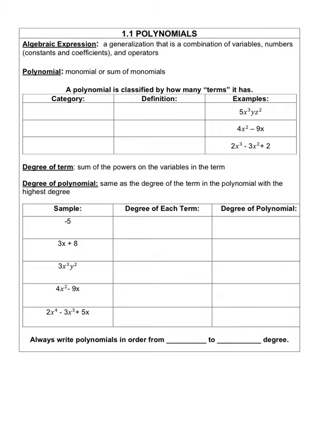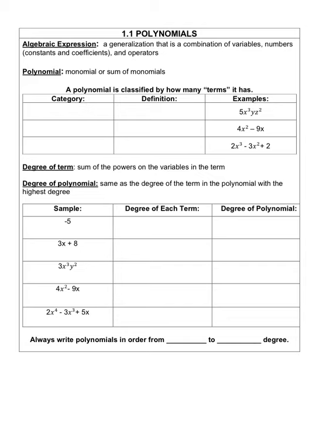In the activity you just did, you had to sort different types of polynomials, and you may not have known it or not, but now you do. You can separate polynomials by the number of terms that they have. So let's start off with these two definitions. The first one is an algebraic expression, which is a generalization that is a combination of variables, numbers, constants and coefficients, and operators. I know that sounds super confusing, but it's really not too bad. Remember, variables are just letters like X, Y, Z, numbers, and then operators are like multiplication, division, addition, and subtraction signs.